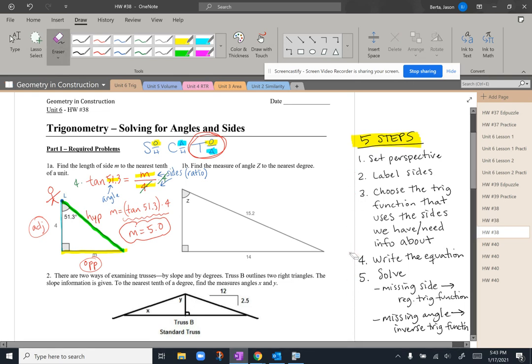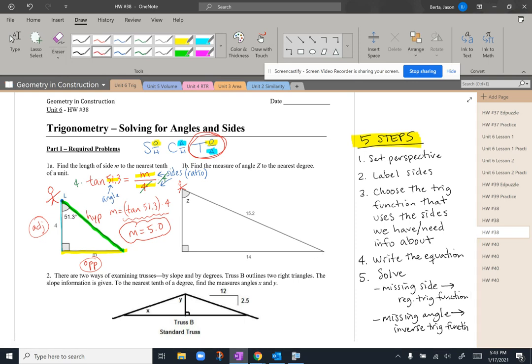Let's do the same exact thing for 1B. Set our perspective. Which of the two angles are we going to use? We're going to use the one up here because we need to find this angle. We don't care about this angle down here. So we're going to set our perspective from up top.